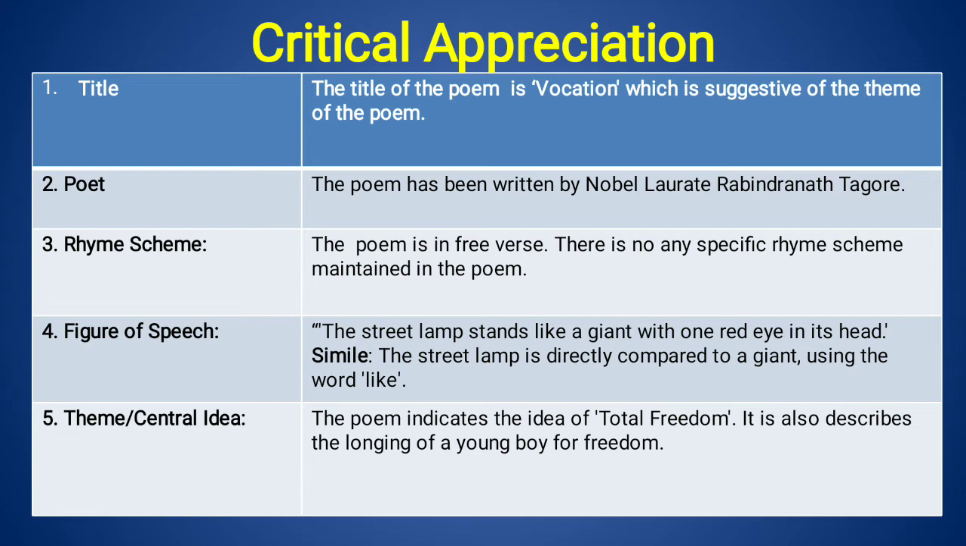So the next point we are going to discuss is figure of speech. We are going to discuss only one figure of speech here, that is simile. The example of it is: the street lamp stands like a giant with one red eye in its head. Why do we have the simile here? The street lamp is directly compared to a giant using the word like. If you are getting as or like in the sentence, then that sentence has the figure of speech called simile. This is a direct comparison between two objects or two persons. We are going to discuss it afterwards.